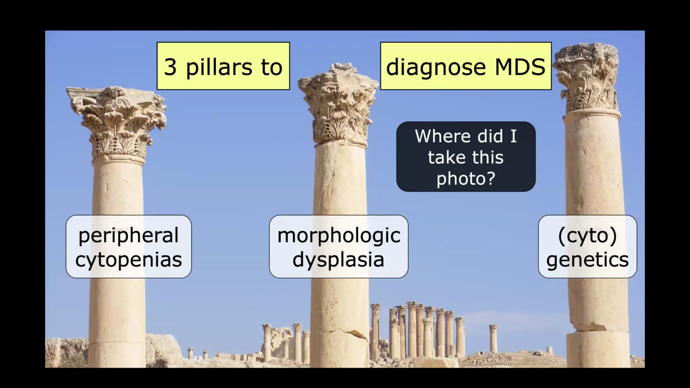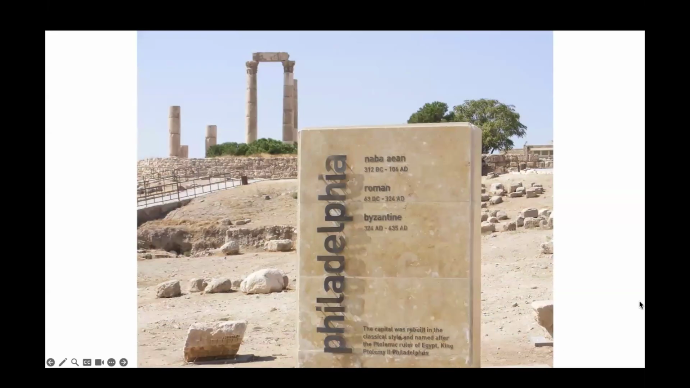So in fact, the correct answer is none of the above. This was actually taken in Philadelphia, where I am based in the United States, in Pennsylvania. Although not exactly the same Philadelphia where I reside and work. This is Philadelphia. If I just turn that sign on its side, is actually in Amman, Jordan. And historically, Amman, Jordan, which is a very ancient city, at one stage in its existence was known as Philadelphia. Philadelphia, of course, refers to the city of brotherly love.